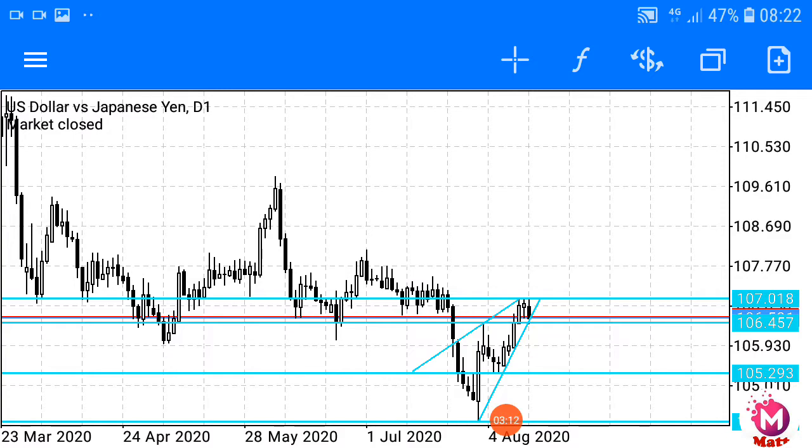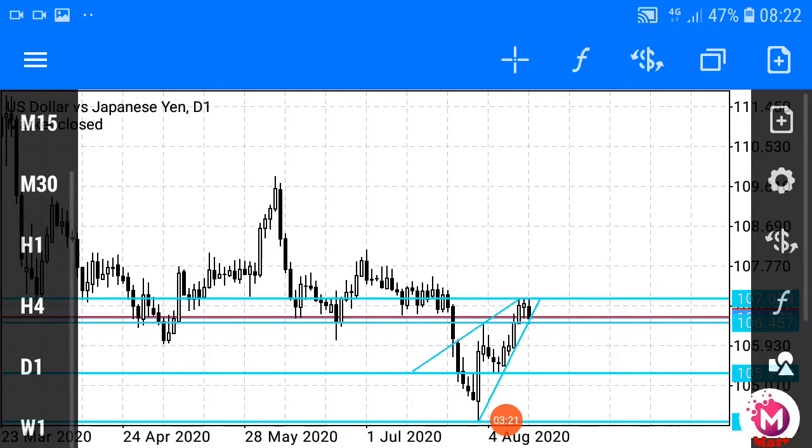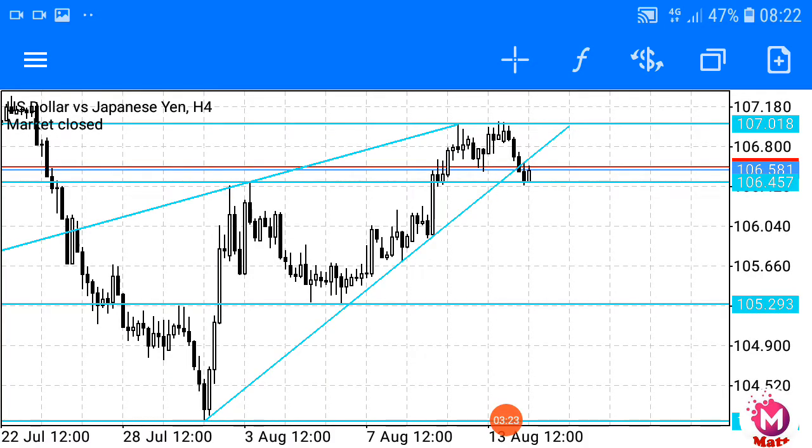Okay, we have a nice structure at the daily time frame, and as you can see, the price has already started to fall on daily time frame. So we always need to visit high time frames whenever we deal with small time frames. So this is a retest. This is a retest at this point.